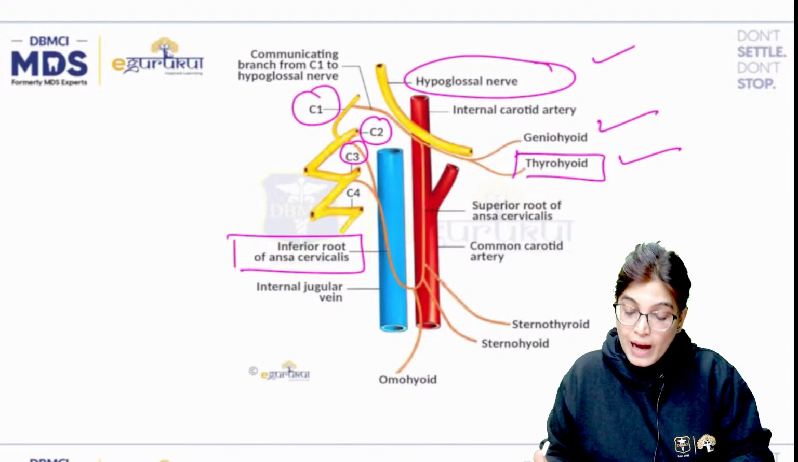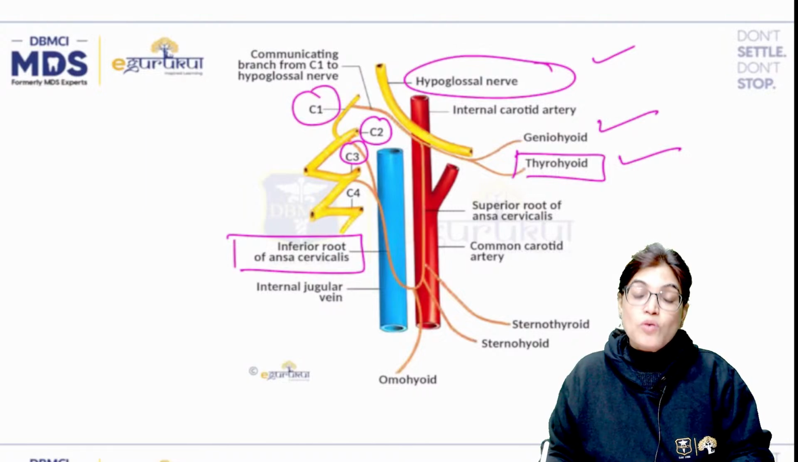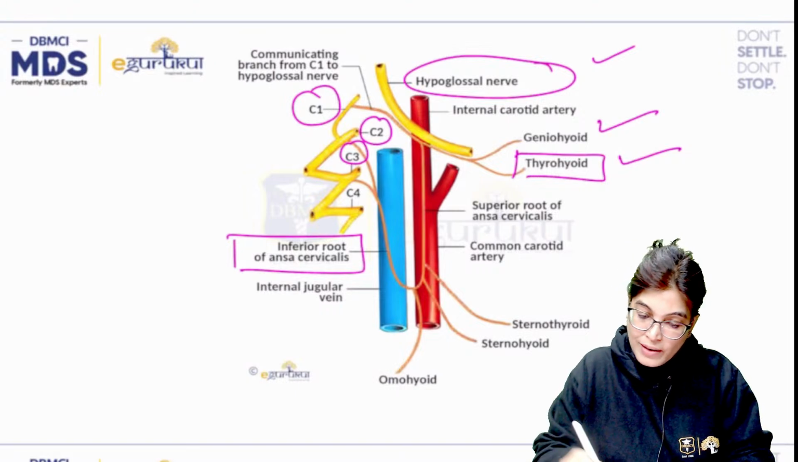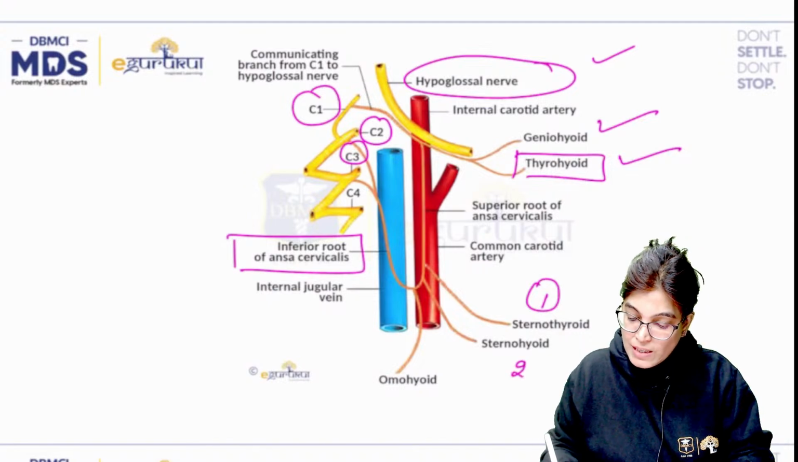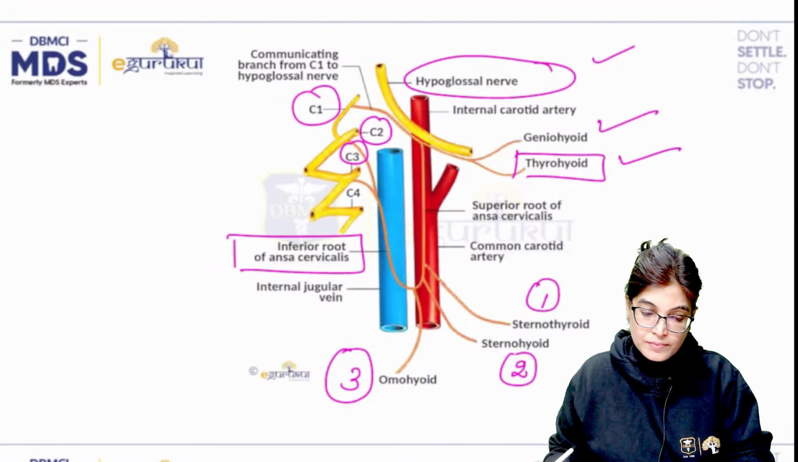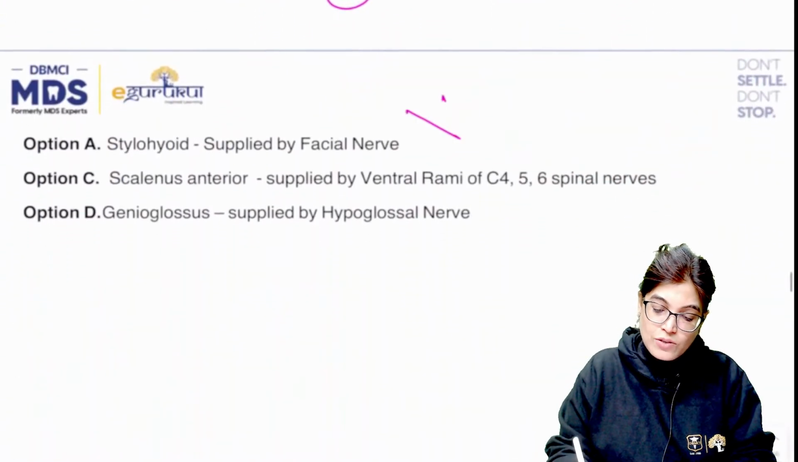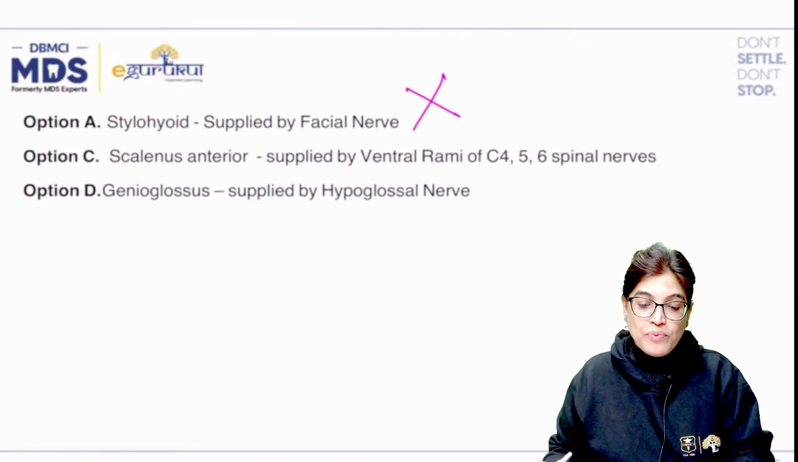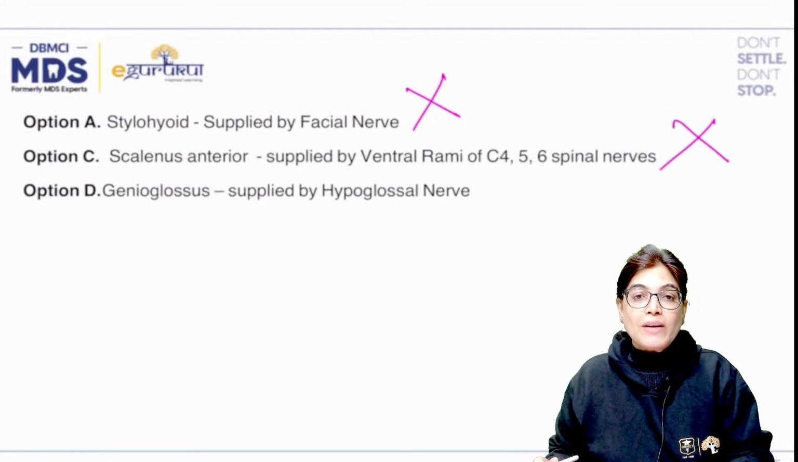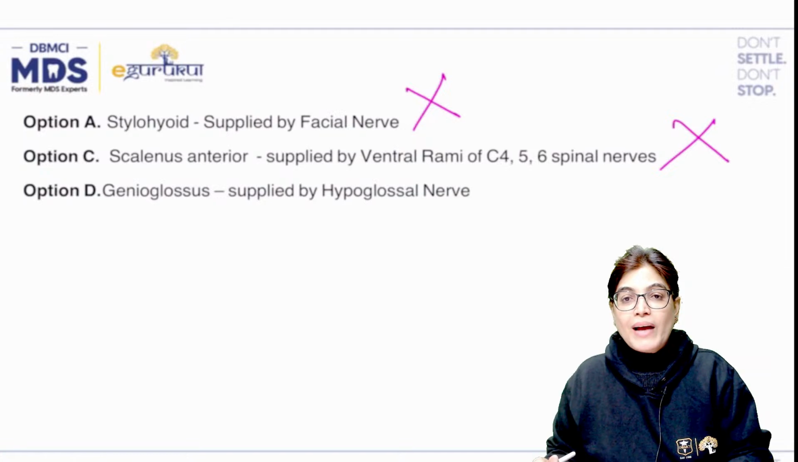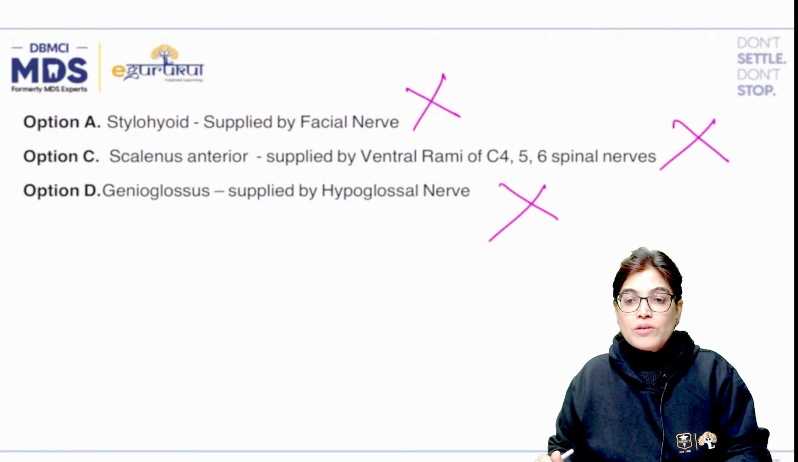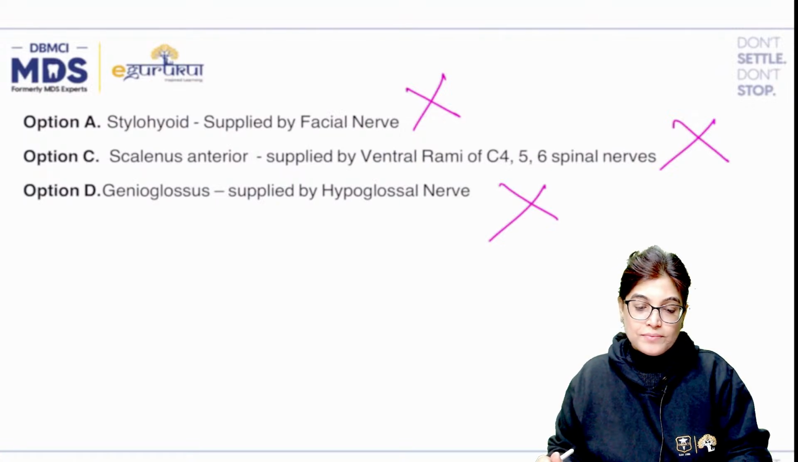The infrahyoid muscles supplied by the ansa cervicalis loop, lying in the anterior wall of carotid sheath, are sternothyroid muscle, sternohyoid muscle, and omohyoid muscle. Stylohyoid is not the right answer because stylohyoid is supplied by facial nerve. Scalenus anterior is not the right answer because it is supplied by ventral rami of C4, C5 and C6 spinal nerves. Genioglossus is supplied by hypoglossal nerve, so it is also not the right answer.